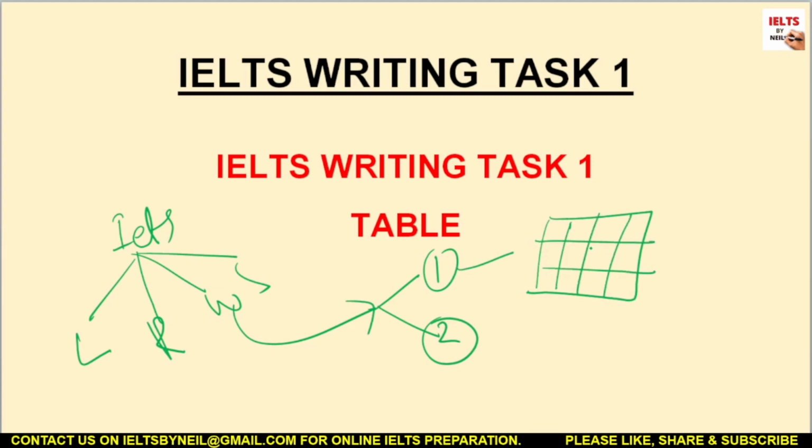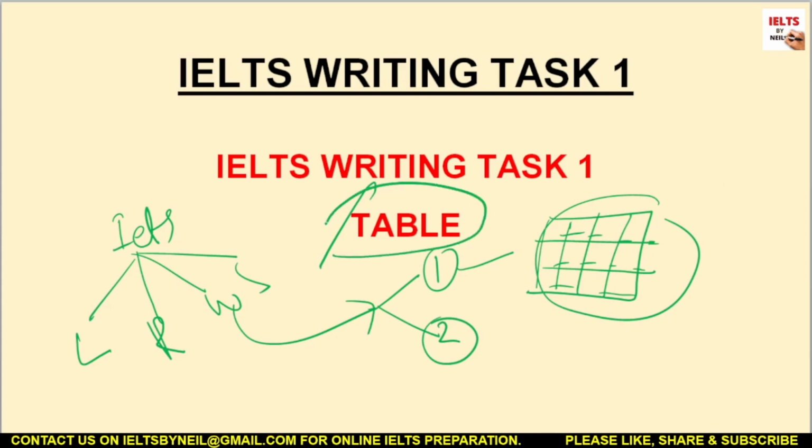So you'll get a diagram like this, and the data will be written here, and you will need to summarize the data in 150 words, right? So we're going to discuss how we have to do it, what the tips are, and the things we have to be careful about while doing the table. We also call the table a tabular chart. So just in case you want to write a synonym for the table, you can use the words tabular chart.